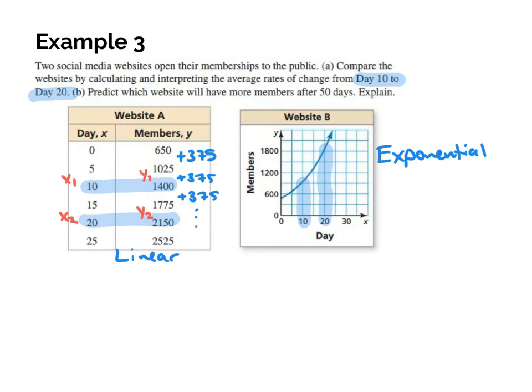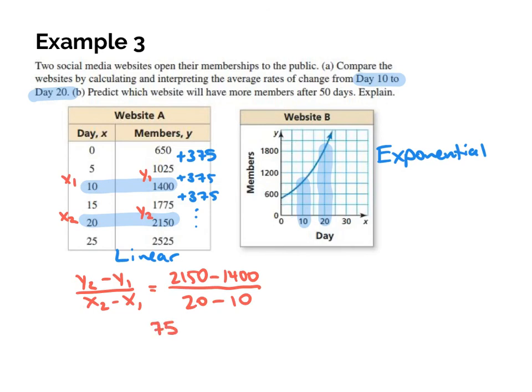So to find my average rate of change, I'm going to take the y values and subtract them first, and then I'm going to take the x values and subtract them second. I'm going to write that as a fraction. Again, that's that rise over run. So I would do 2150 minus 1400, and I'm going to divide that by the difference between 20 and 10. Now using a calculator, that is going to give me a rate of change of approximately 75. Now what 75 means is that this is gaining 75 new members every single day. So simplifying that out would give me 75.